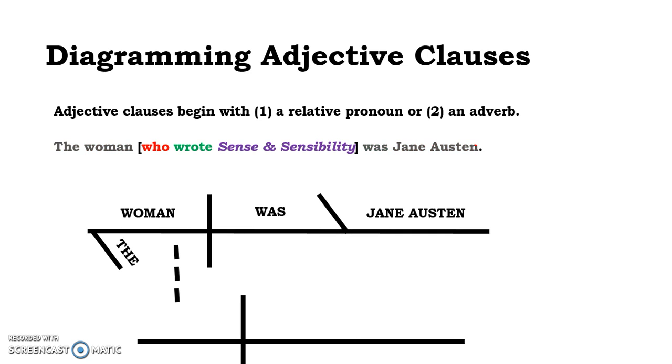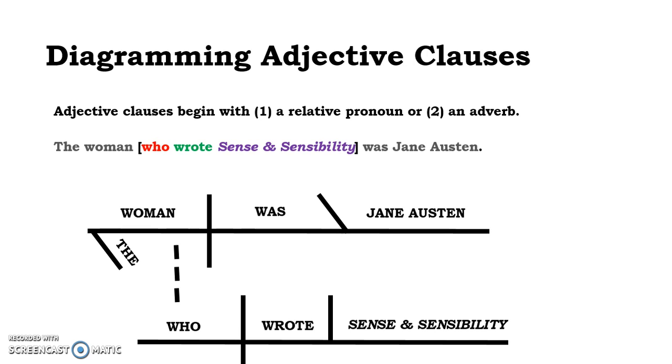Here we draw down a dotted line. This is the difference. We're not drawing pedestals with adjective clauses. We're drawing dotted lines that descend to a separate baseline. And the separate baseline, the dotted line, connects to the modified noun. So the woman, down to here, who wrote Sense and Sensibility.